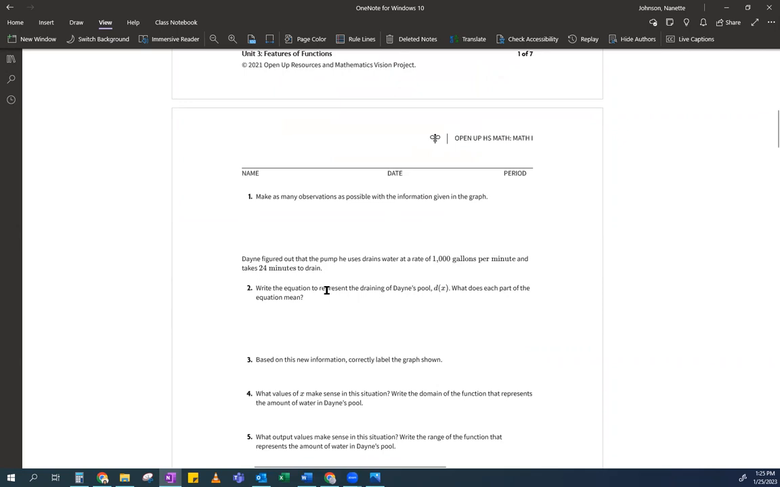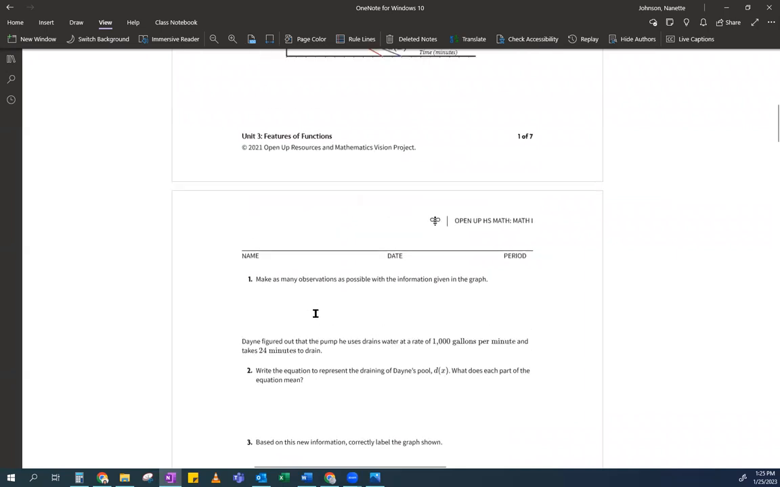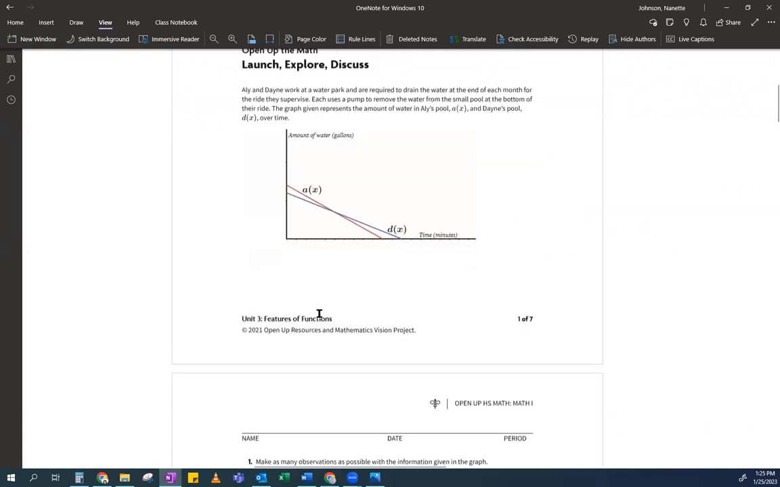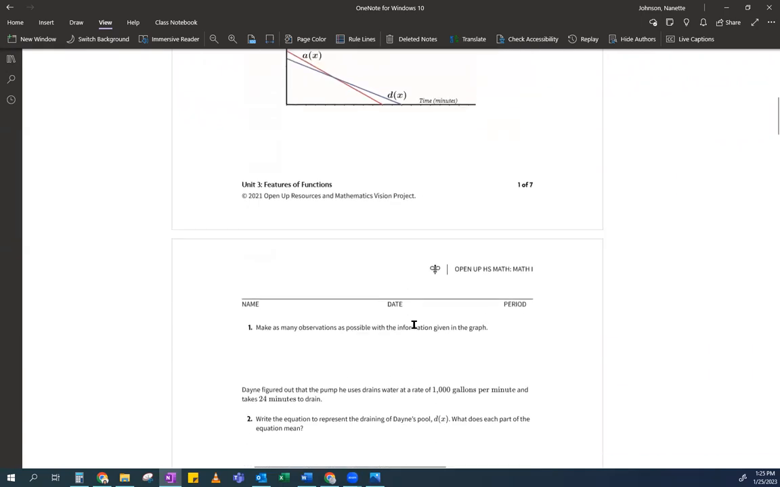So let's just talk about this one. It says Dane figured out that the pump he uses drains water at a rate of 1,000 gallons per minute, and it takes 24 minutes to drain. Write the equation to represent the draining of Dane's pool. What does each part of the equation mean? Okay, so let's go back up here. So I cannot show you both of these things.